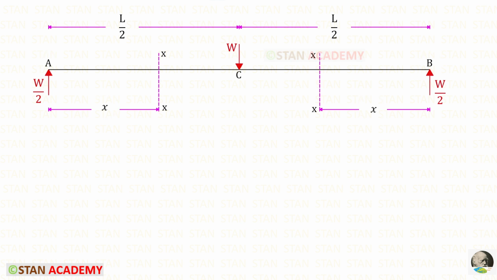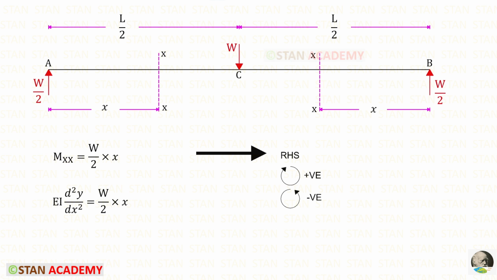We know that this beam has symmetrical loading because this point load is acting in the center. In this case, the slope and deflection values will be the same from the point A to the point C and from the point B to the point C. So there is no need to follow both of the sections. We can take any one of the sections because on both sides the values will be the same. I am going to select this section.